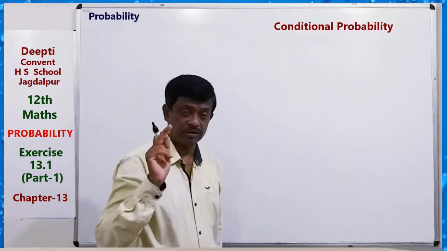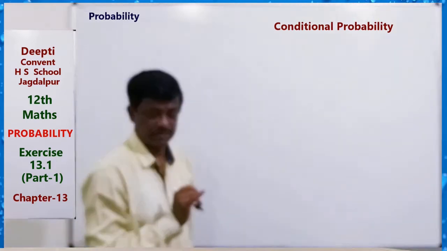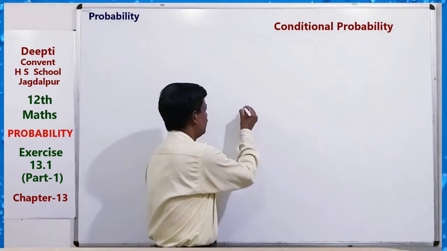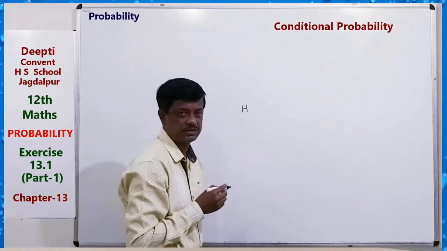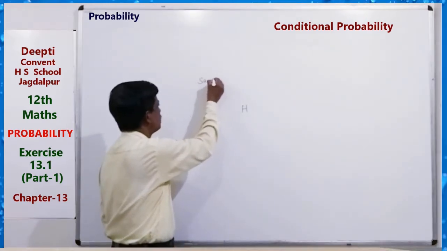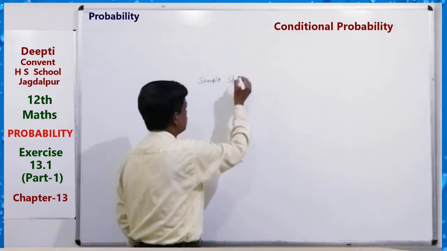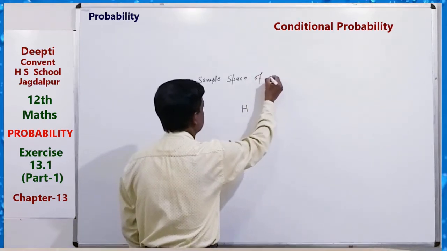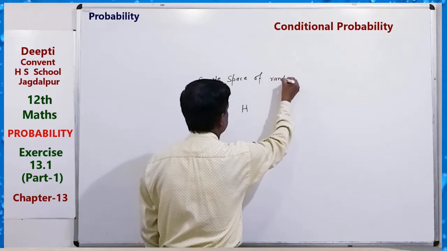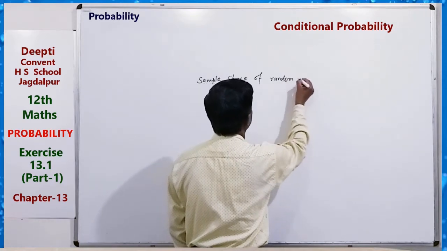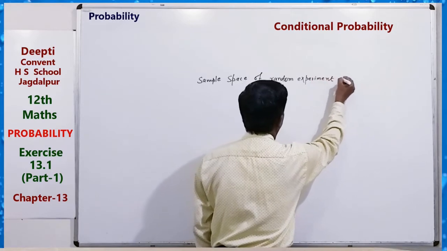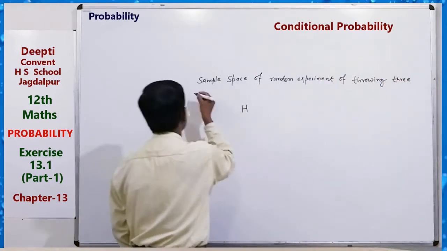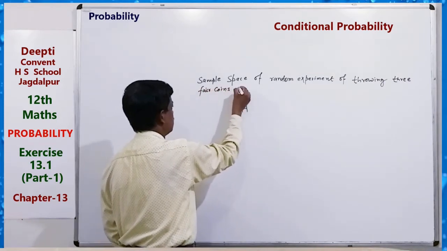For the experiment of throwing 3 coins, the first may be head. What is the sample space? The sample space of the random experiment of throwing 3 fair coins is what?